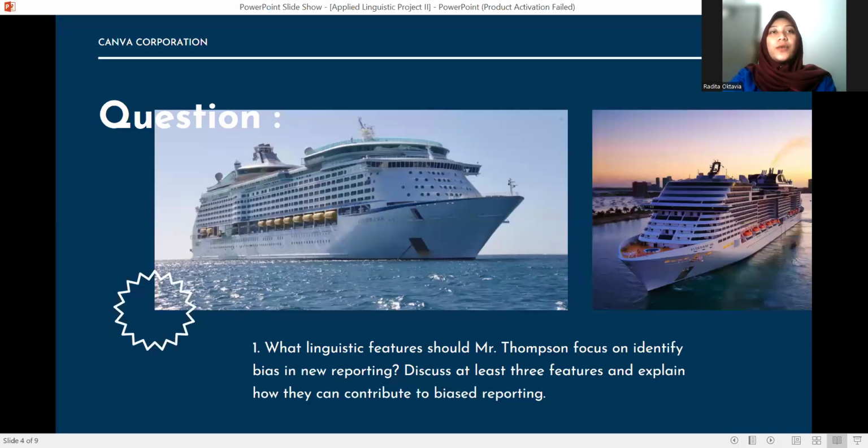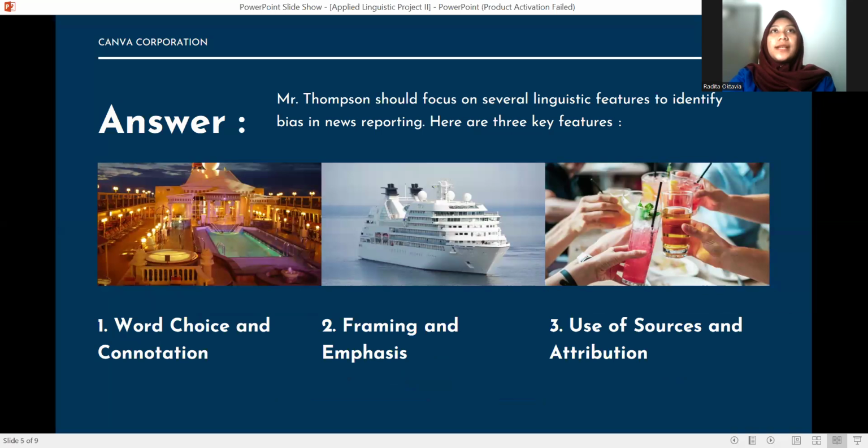So then the question is, what linguistic features should Mr. Thompson focus on to identify bias in news reporting? Discuss at least three features and explain how they can contribute to biased reporting. So the answer is, Mr. Thompson should focus on several linguistic features to identify bias in news reporting.